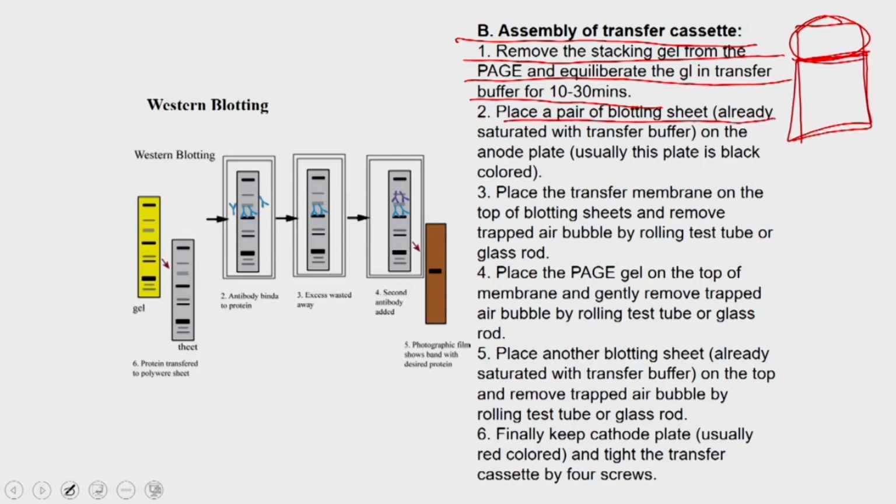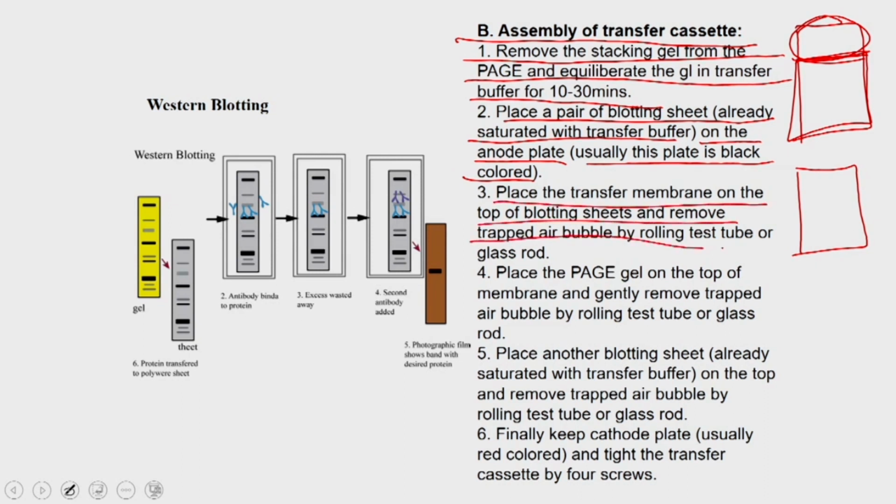Place a pair of blotting sheets, which are already wet with the transfer buffer, onto the anode plate. So, usually this plate is black colored. So, your anode plate is black in color. You put the 2 sheets of blotting sheets, then you place the transfer buffer onto the top of blotting sheets and remove the trapped air bubble by a rolling test tube or the glass rods. Then you place the SDS page or the gel onto the membrane and gently remove the trapped air bubble by rolling the test tube or the glass rods.